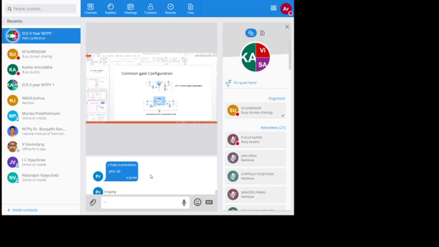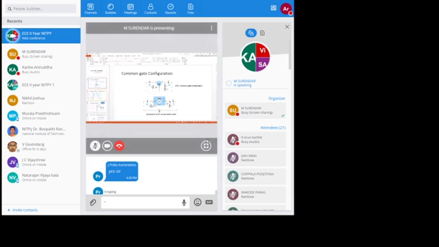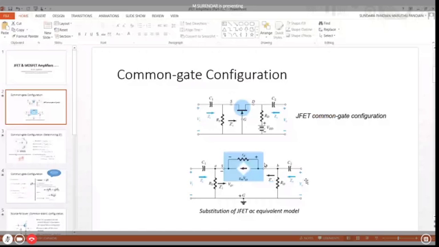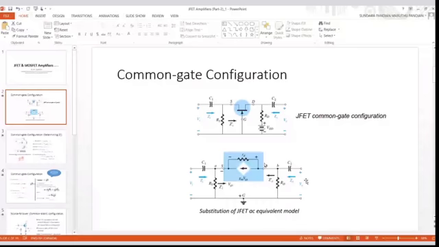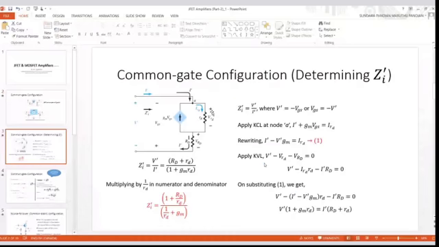If you check the V output, it is the voltage drop across this RD. You can clearly see that the voltage drop across RD is V output. So you just compare that with the circuit that we have used to determine the Zi prime. The current through that RD is I prime. So this is the hint here. So we have I prime with this.